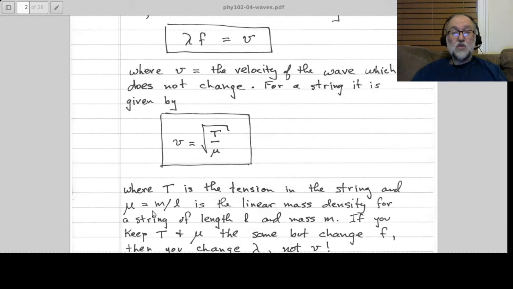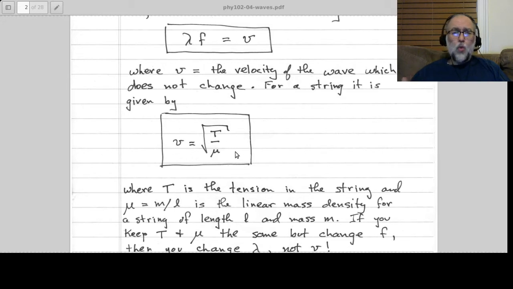Because it's a string, it doesn't make sense to talk about the density the way we did with a fluid. Density there was mass divided by volume. But a string doesn't have volume, a string just has length. And so we call it the linear density rather than just a plain old density or a volume density. And so just like a volume density is mass divided by volume, a linear density is mass m divided by length. So back to this formula here.